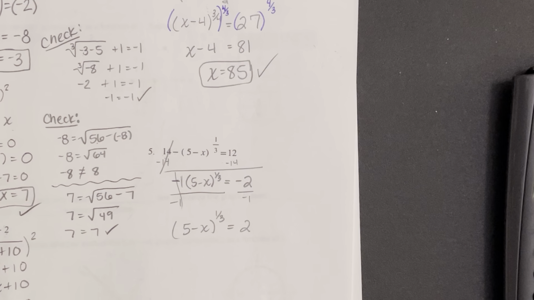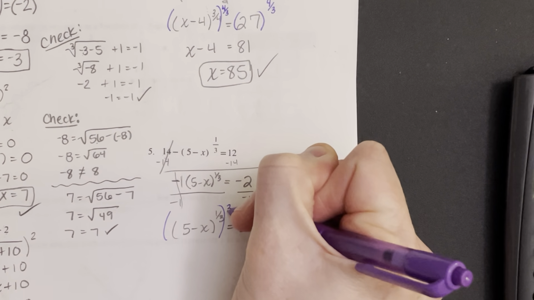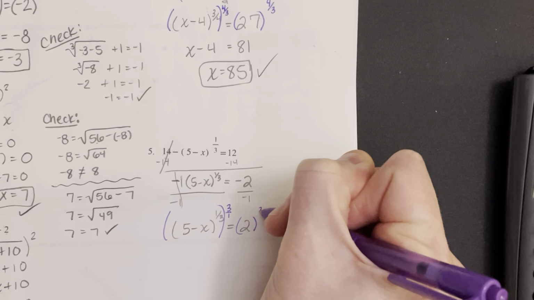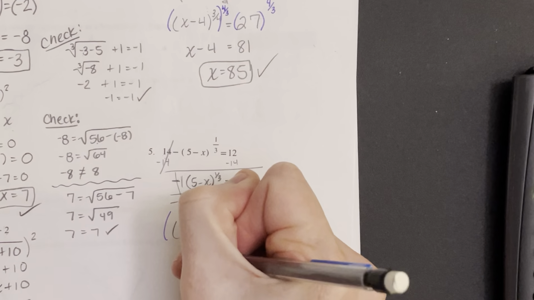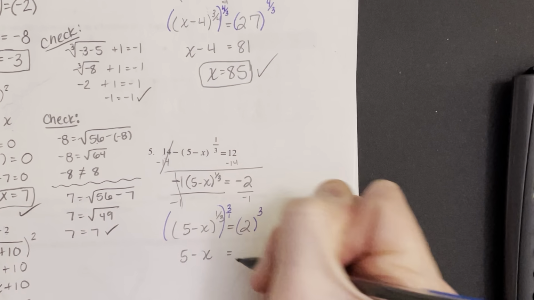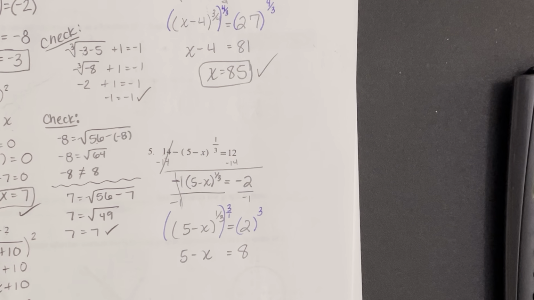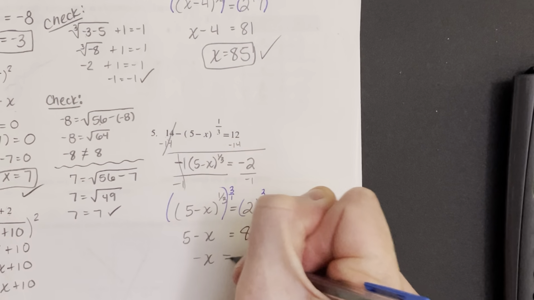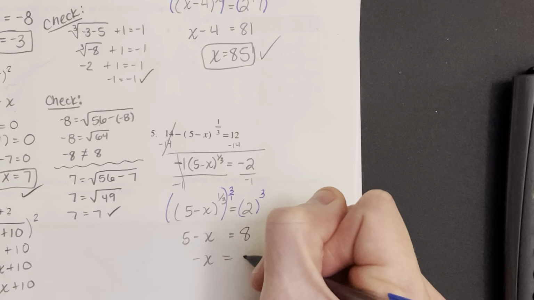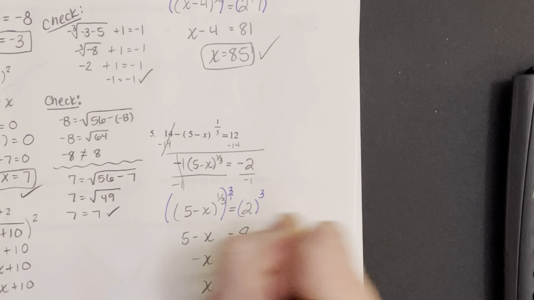Again, we're going to use the reciprocal power. So the reciprocal is 3 over 1, or just 3. So I'm left on the left side with 5 minus x. On the right side, we have 2 to the 3rd power, which is 8. So 5 minus x equals 8. I can subtract 5 from both sides to get negative x equals 3. Divide by -1, we get x equals -3.